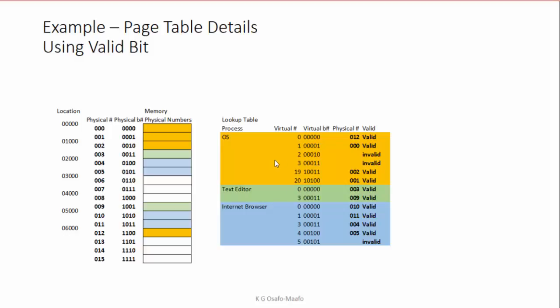So for example, this would say I have OS with 0, 1, 2, 3, 4, 5, and so on, 19 and 20. This is what my page table looks like, and it says that page 2 and 3 of virtual memory is invalid, meaning that it doesn't actually exist in physical memory, right?